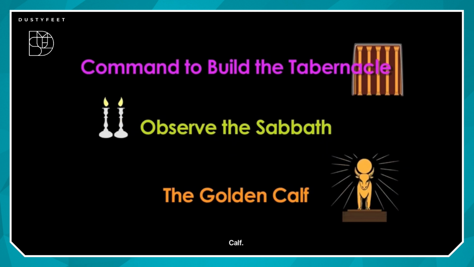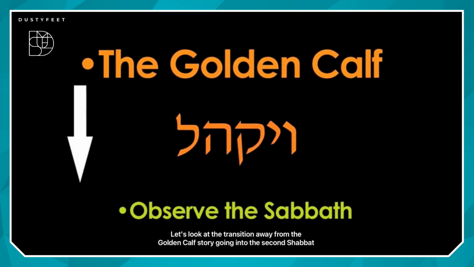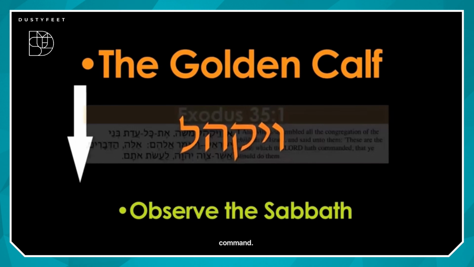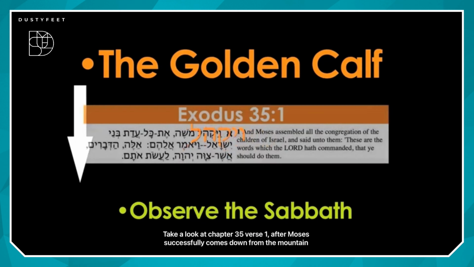Let's look at the transition away from the golden calf story going into the second Shabbat command. Take a look at chapter 35, verse 1. After Moshe successfully comes down from the mountain, Vayakel Moshe, Moshe gathers the people and tells them, this is what you must do, observe the Sabbath. It's the very same letters, Vav, Yud, Kuf, He, and Lamed, pronounced differently this time, Vayakel, a play off of Vayikahel.